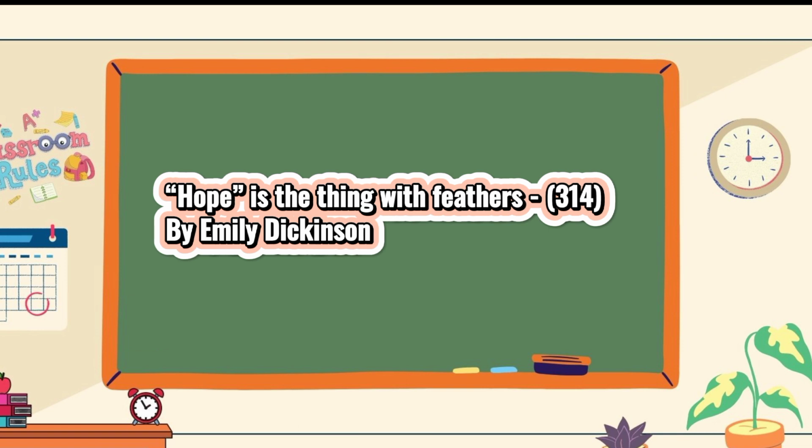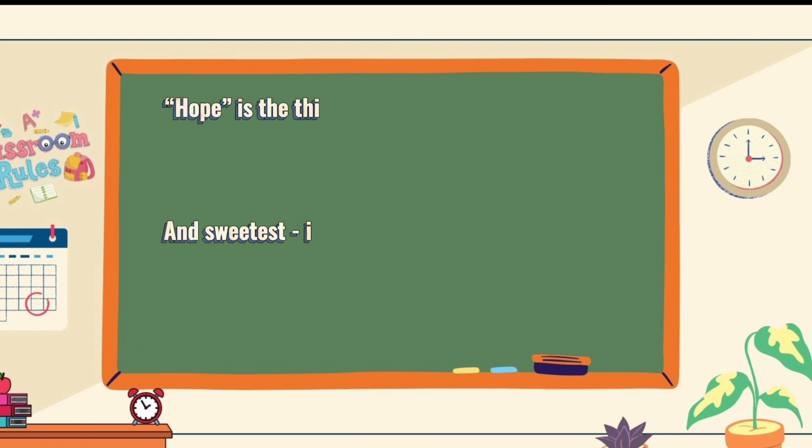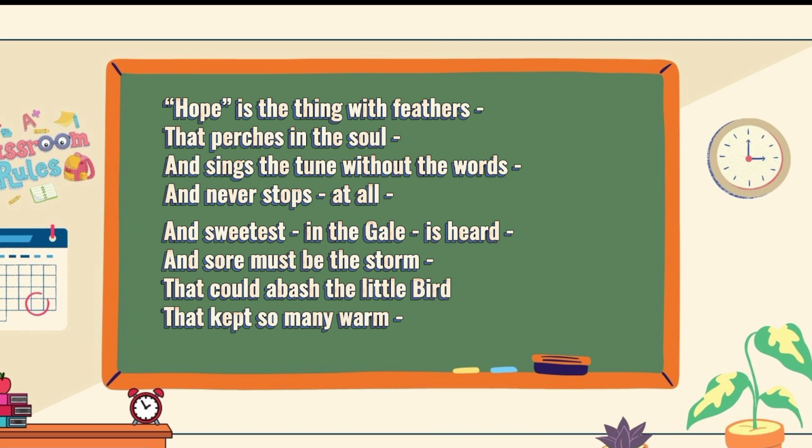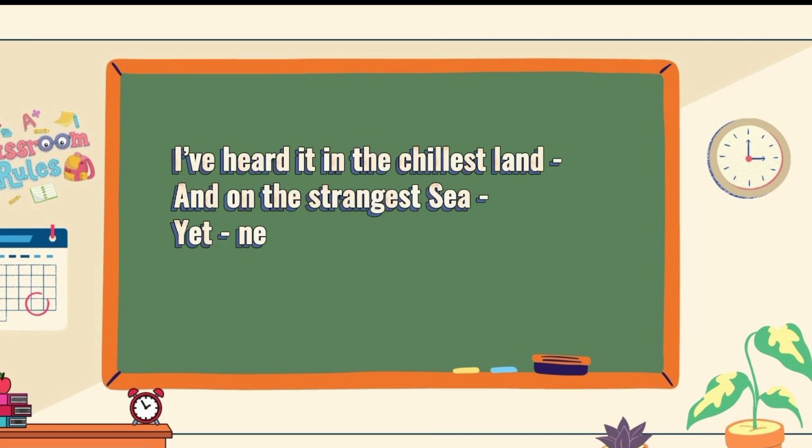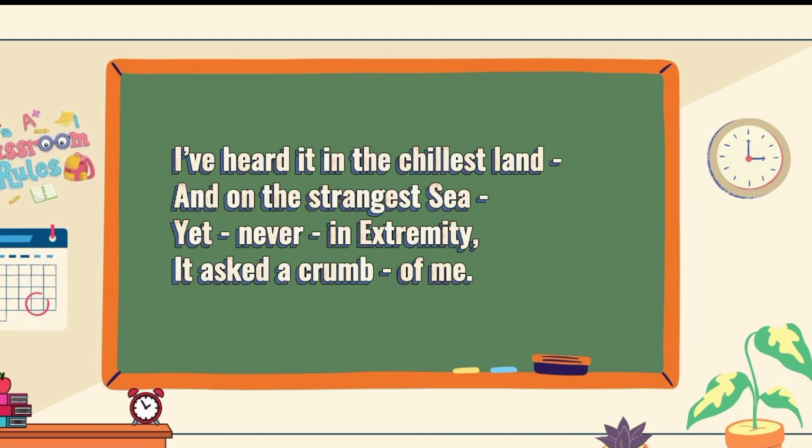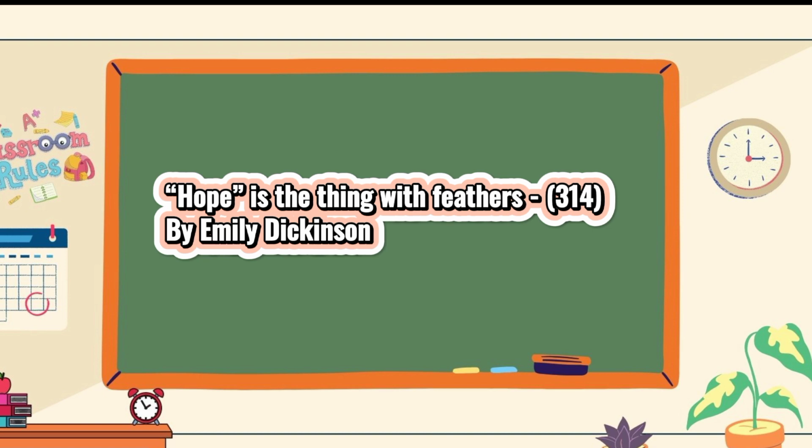Hope is the Thing with Feathers by Emily Dickinson. Hope is the thing with feathers that perches in the soul and sings the tune without the words and never stops at all. And sweetest in the gale is heard, and sore must be the storm that could abash the little bird that kept so many warm. I've heard it in the chillest land and on the strangest sea, yet never in extremity it asked a crumb of me. Hope is the Thing with Feathers by Emily Dickinson.